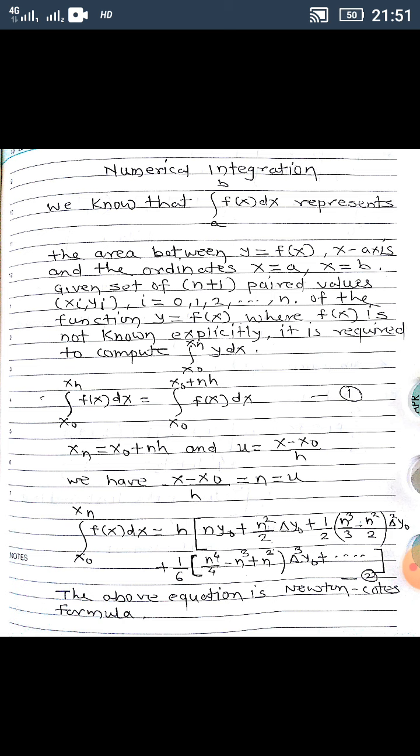The formula is the integral from x0 to xn of f of x dx equals h times n y0 plus n square upon 2 del y0 plus 1 by 2 of n cube upon 3 minus n square by 2 del square of y0 plus 1 by 6 of n raised to 4 by 4 minus n cube plus n square del cube of y0 plus so on. This is the formula we have generated by applying the Taylor series. This formula is considered as the Newton-Cotes formula in numerical integration. For different n, we get different formulas.